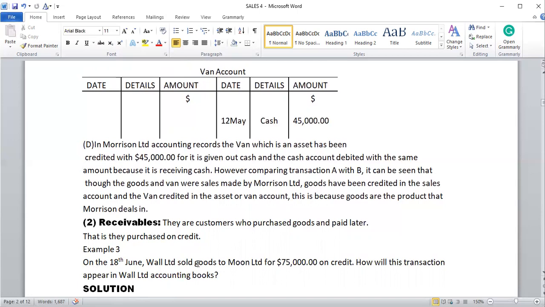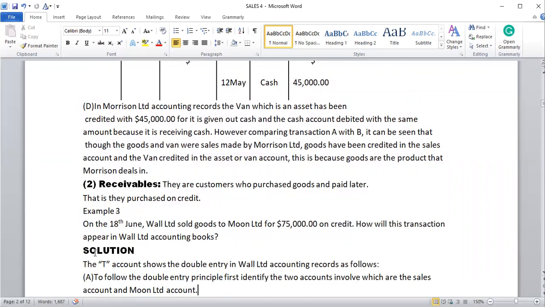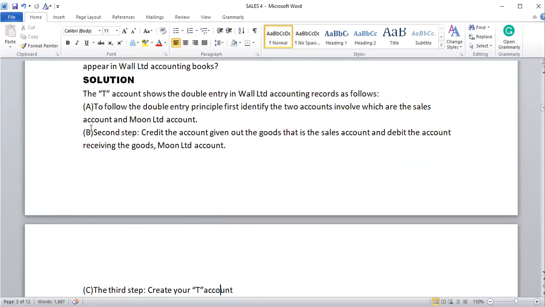On the 18th June, World Limited sold goods to Moon Limited for $75,000 on credit. How will this transaction appear in World Limited accounting books? So the same double entry principle. Solution: the T account shows the double entry in World Limited accounting records as follows. A, to follow the double entry principle, first identify the two accounts, which are what? The sales account and Moon Limited account. B, the second step, credit the account giving out the goods, that is the sales account, and debit the account receiving the goods, that is Moon Limited account. Then C, the third step, create your T account.